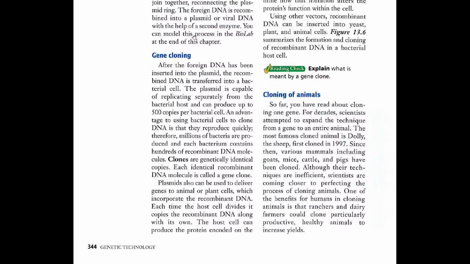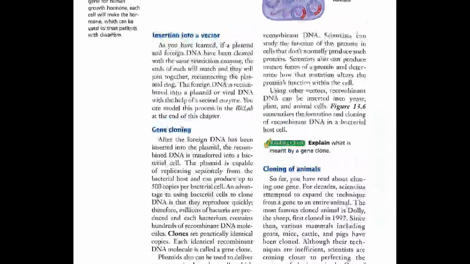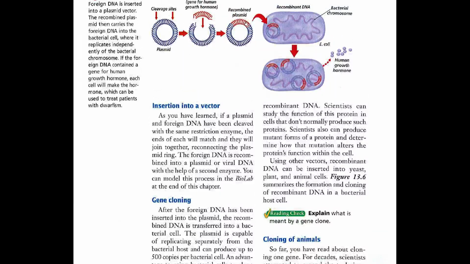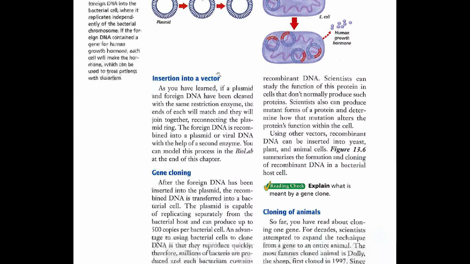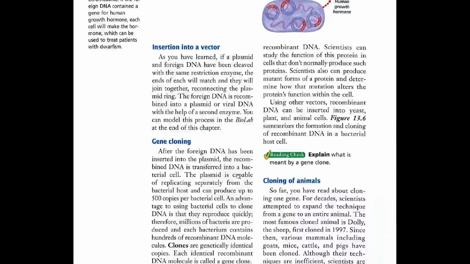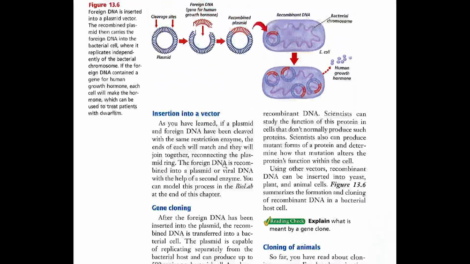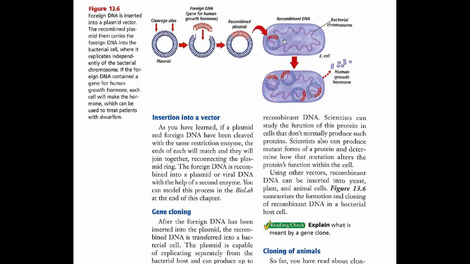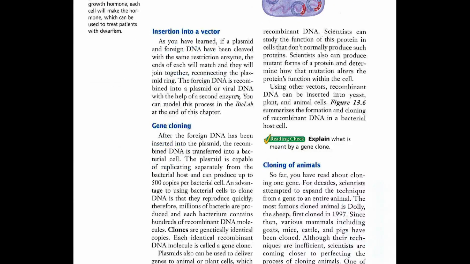After the foreign DNA has been inserted into the plasmid, the recombined DNA is transferred into a bacterial cell. So that's what's happening in this picture up here. Once you recombine the plasmid, you put it back into the cell. The plasmid is capable of replicating separately from the bacterial host and can produce up to 500 copies per cell, which means we throw one of these guys in the bacterial cell, and this guy on his own, essentially, will make a bunch of copies inside of this one bacteria.